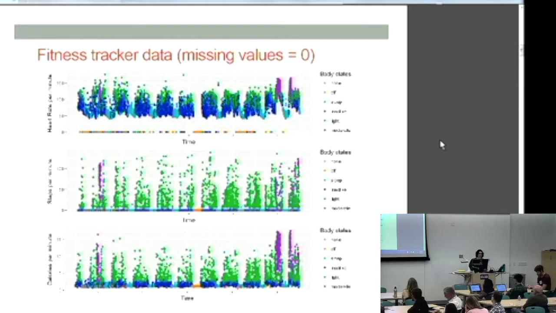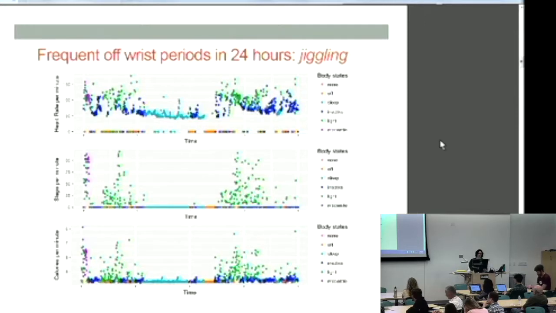There's also off-wrist time, and sometimes people are actually taking it off, and other times we saw what we call jiggling. So here's 24 hours for a person. The top is the heart rate. And you can see there's lots of orange on the bottom there. This is jiggling. You wouldn't take it off multiple times in an hour for short periods of time, and the watch is fairly heavy. So that's a phenomenon we saw happen with some people, and something we're a little concerned about when analyzing data, especially heart rate.